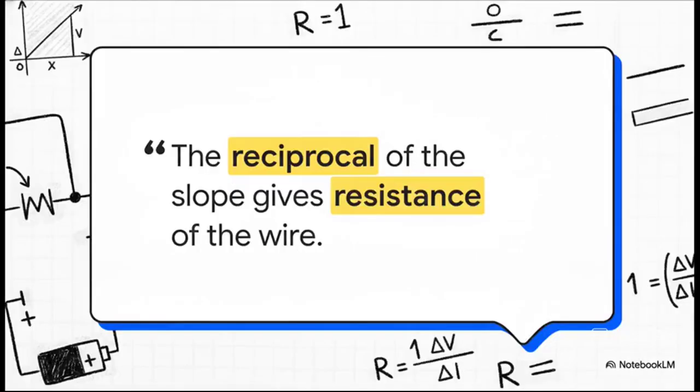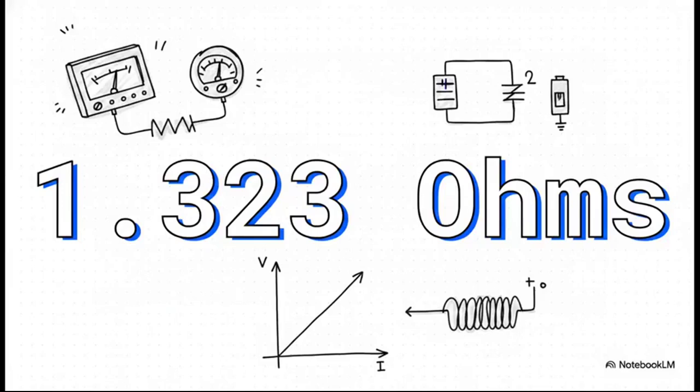But hey, the graph isn't just a pretty picture, it is hiding some serious mathematical data. Because we plotted current against voltage, calculating the reciprocal of this straight line slope actually gives us the exact resistance value of the wire. Let's put that into perspective with a real-world example. In one practical demonstration, a student took their graph, found a voltage change of 0.8 volts and a corresponding current change of 0.65 amps. Dividing those numbers gave them a real-world resistance of 1.323 ohms for their specific wire.